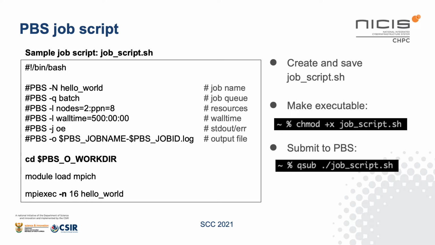In terms of resources, the job requires 2 nodes with 8 processors per node. This equals a total of 16 processing units. The job specifies its running time, or walltime, as 500 hours. The standard output and error files are combined to the standard out file, and the job output is specified to be written to the file jobname-jobid.log. The bash commands involve navigating to the working directory, loading the MPI library, and executing the program Hello World with 16 MPI ranks.